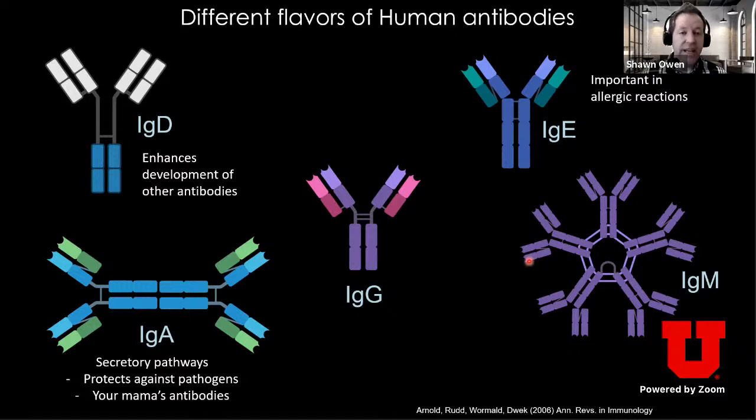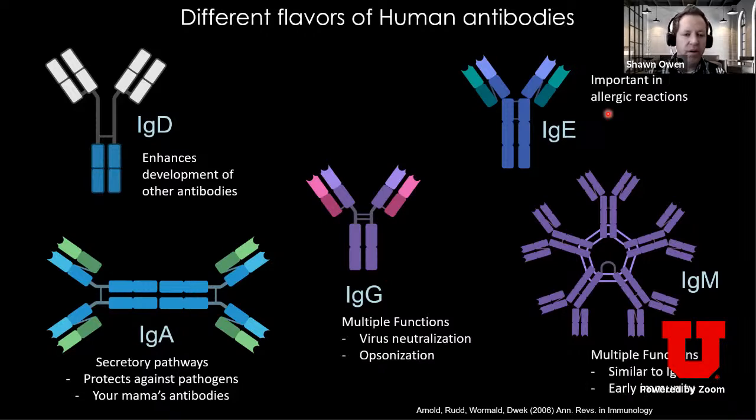Other molecules like the IgE are very important in the allergic reaction response. IgG, again, in my opinion, is the workhorse of all of the different antibodies. It's really important in virus neutralization, in opsonization, and in a lot of other mechanisms. And its partner is this other one called IgM. This has really similar functions to IgG, but usually is presented a little bit earlier in developing immunity.